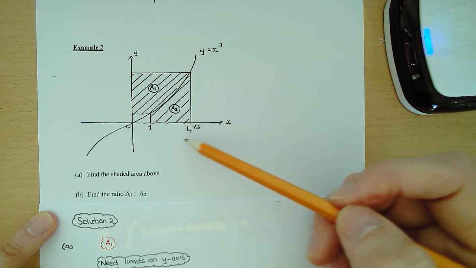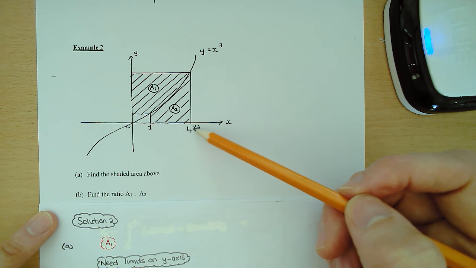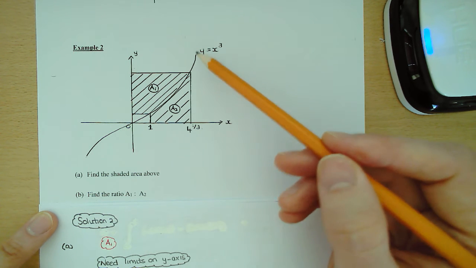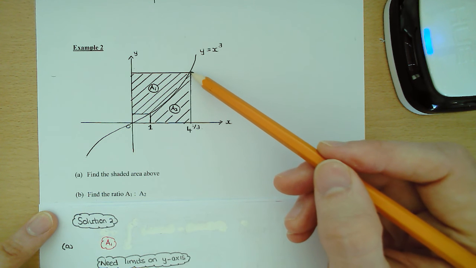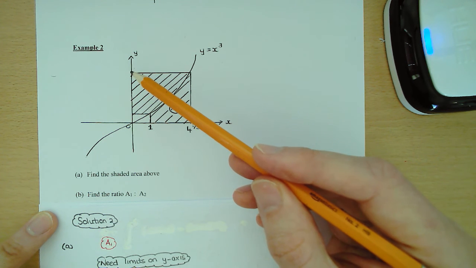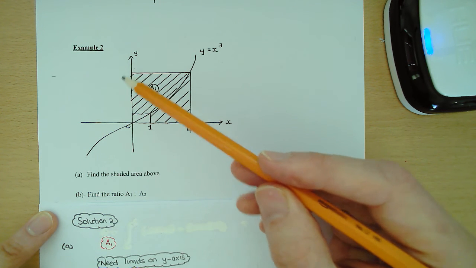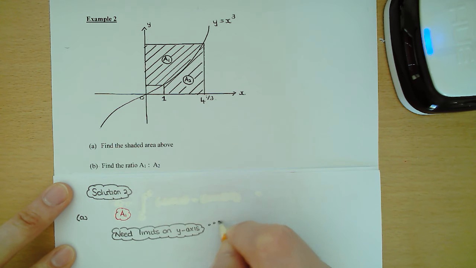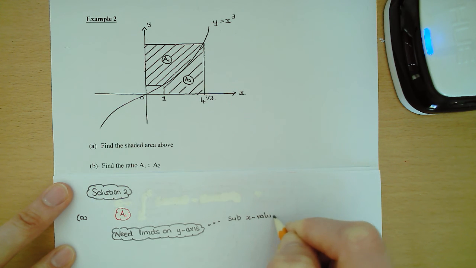If you then sub this x value here of 4 to the power 1/3 into the curve here, you'll work out the y coordinate of this particular point, which will then give us this y limit here. So in order to do that, we're going to have to sub x values into the curve.